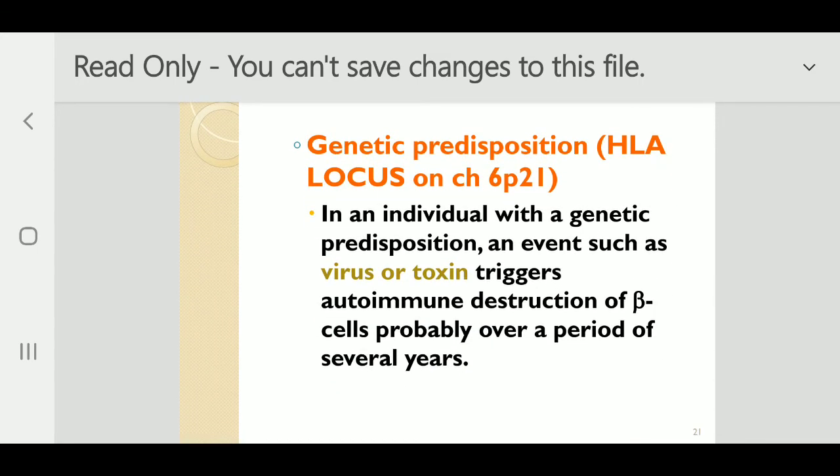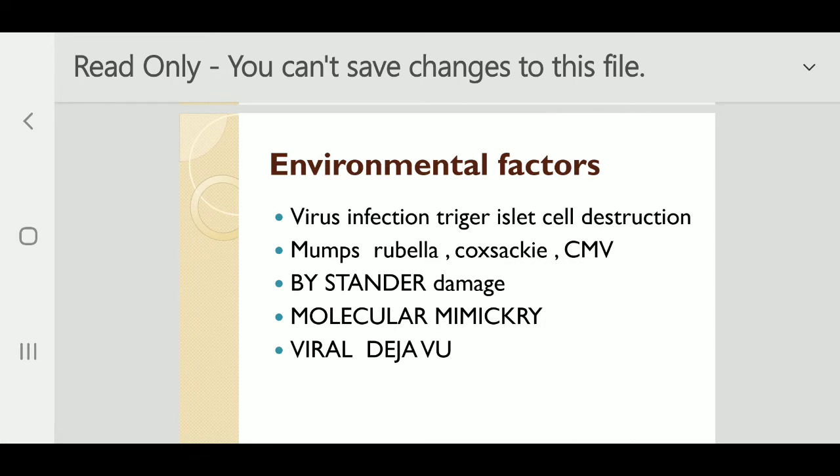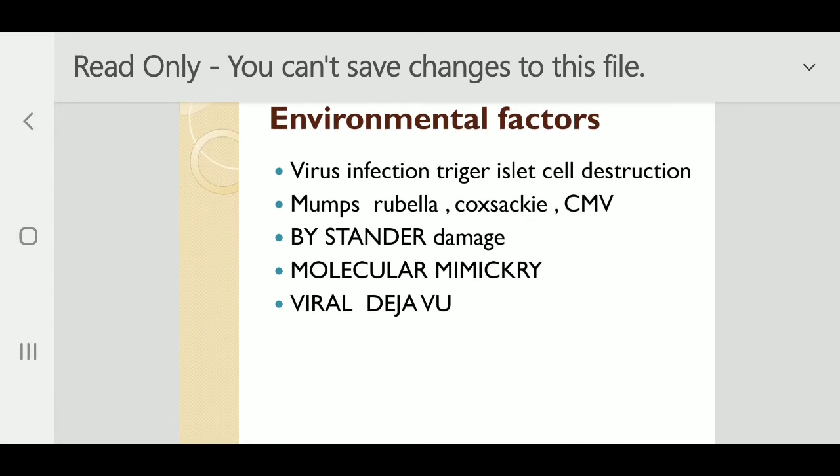Now coming on to the genetic predisposition, HLA locus at chromosome 6p21 is considered now an important factor in an individual with such type of genetic predisposition. An event such as viral infection or toxin can trigger the autoimmune destruction of the beta cells. Now, what are the environmental factors? Viral infection, mumps, rubella, Coxsackie, CMV, or you can have molecular mimicry or viral deja vu.